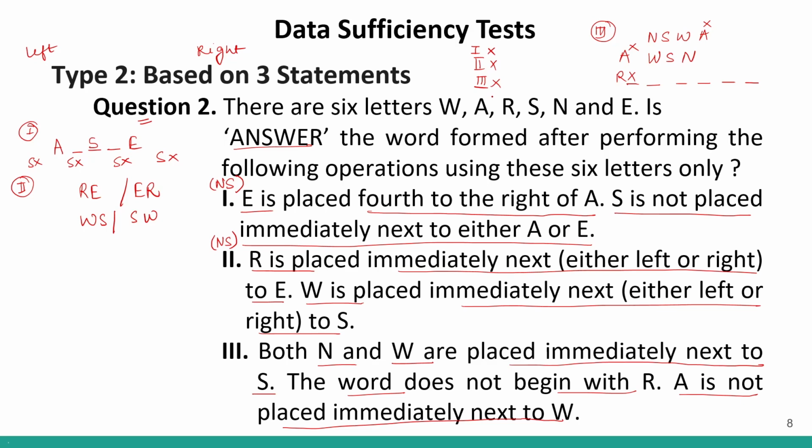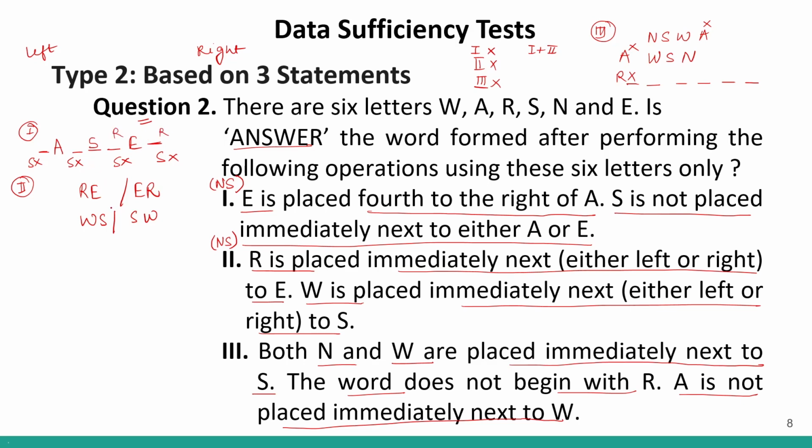Definitely not. So this is not true. Correct? Now let me combine statement 1 and 2. If I combine statement 1 and 2, I just know that R and E come together. So I don't know whether there is a place over here or there is a place over here. So we can get R over here also.